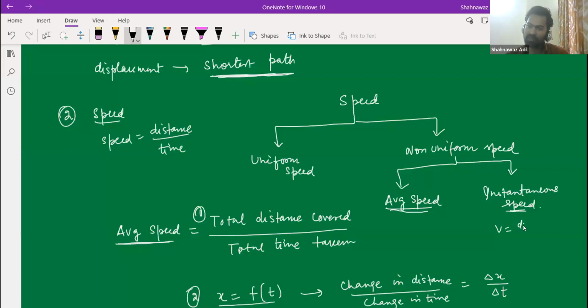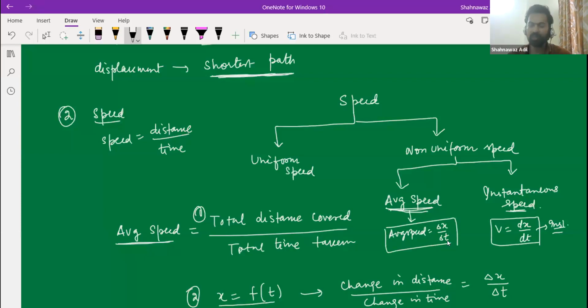That is dx by dt. Yes, delta is related with the average one. This one is instantaneous, okay, and this one is the average speed. That is delta x by delta t.